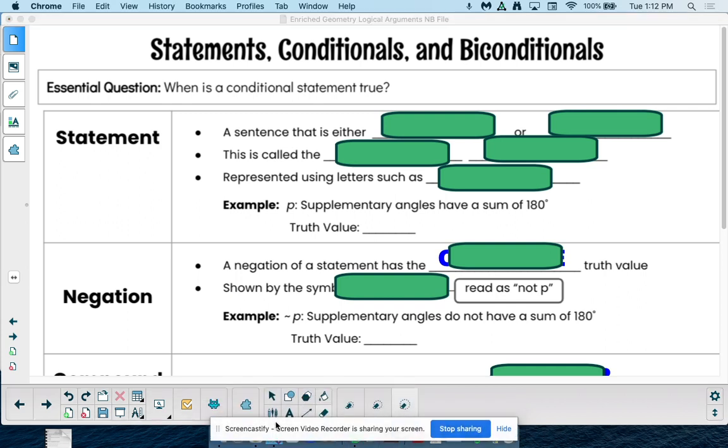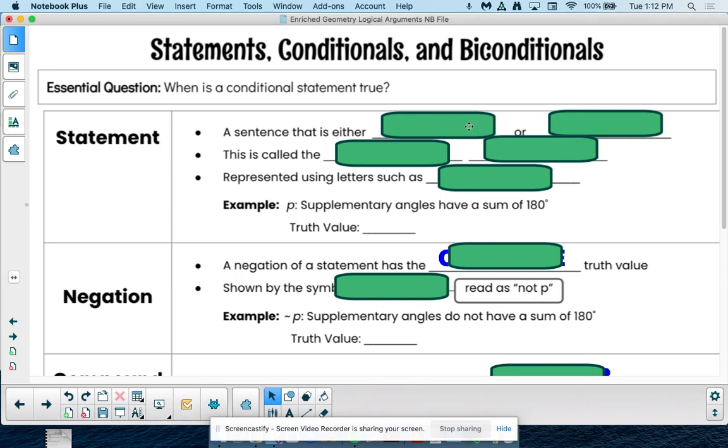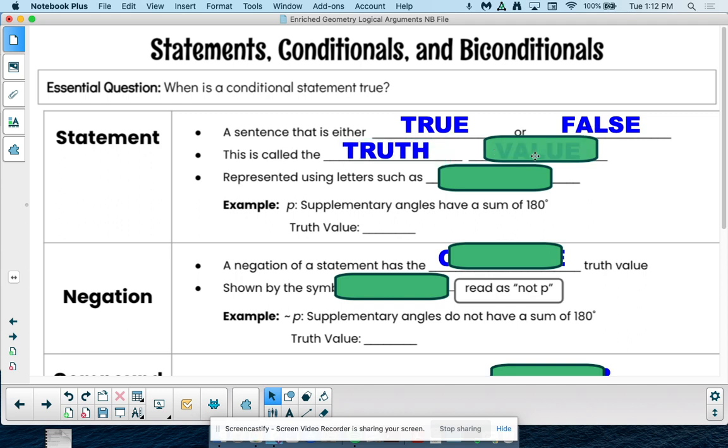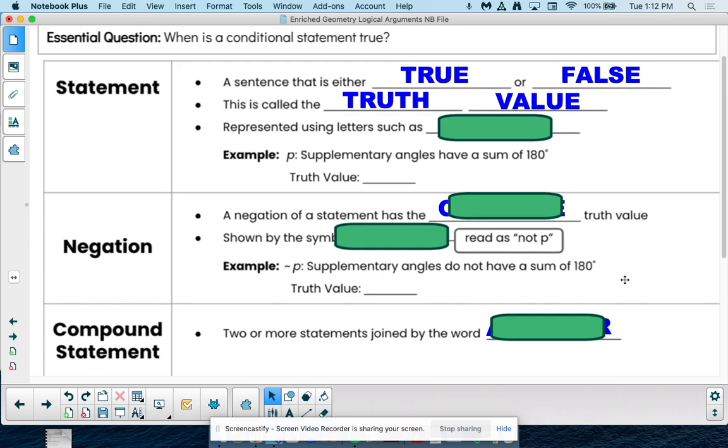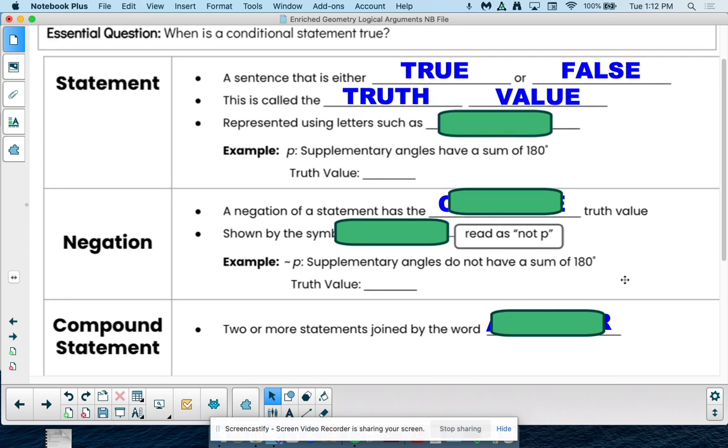So first we have to define what a statement is for our class, and it's just a sentence that is either true or false. Okay, so again, a sentence, and we can decide if it's true or false. That's what a statement is. That true or false is its truth value. And it's kind of weird. We represent our statements with letters because it's math, right? And we typically use P or Q. And that will make sense in about 3 minutes. So just kind of hang with me for a second, okay?